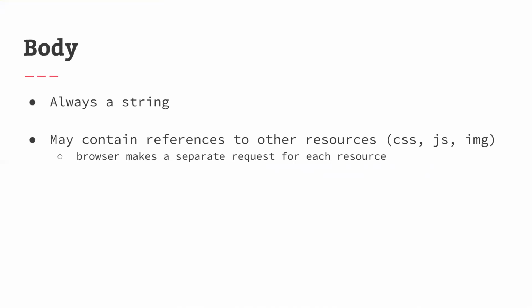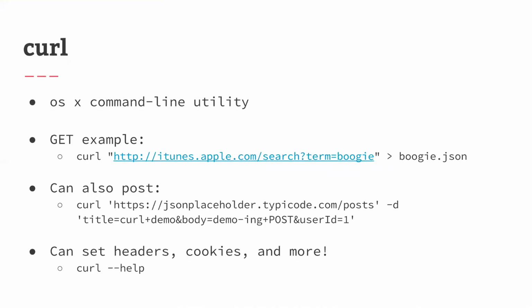And we can look and see what that looks like. Oh, actually, when I talk about tools later, we'll look and see what that looks like. Oh, look, time to talk about tools. Okay. So the first tool I want to talk about is curl. So curl, it's an OS 10 command line utility.